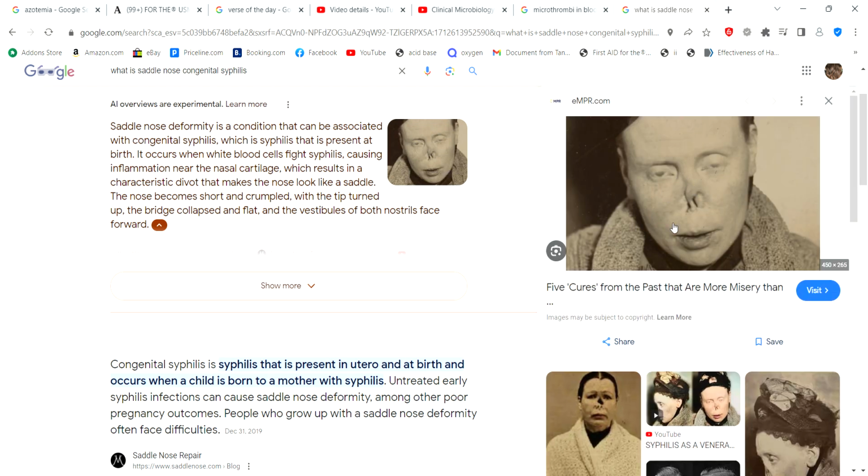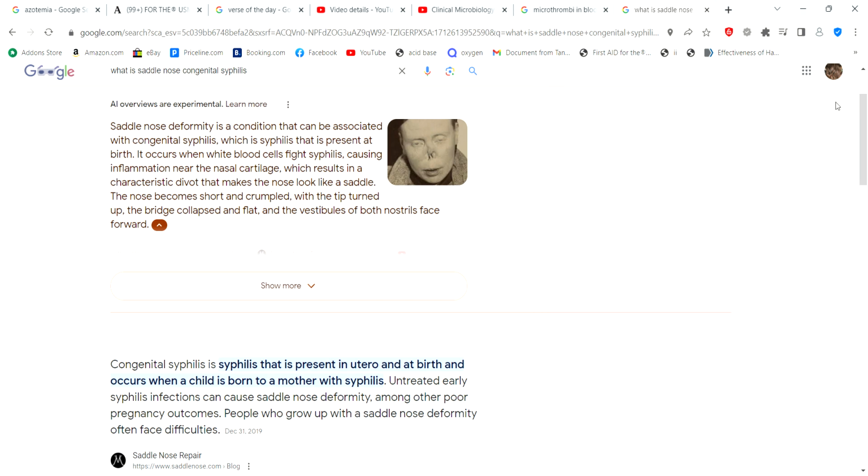This is saddle nose. The nasal bridge is destroyed and the tip is turned up. That's saddle nose. And you also see Hutchinson's teeth.